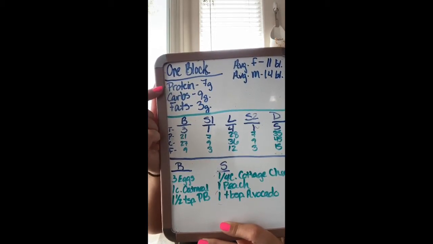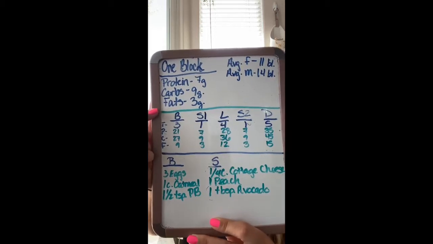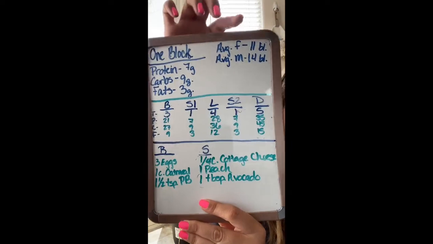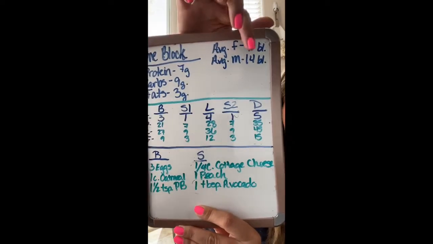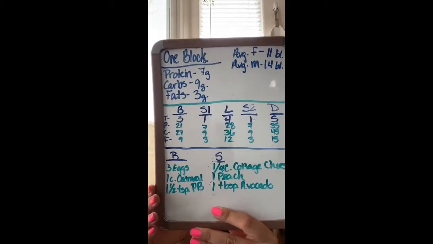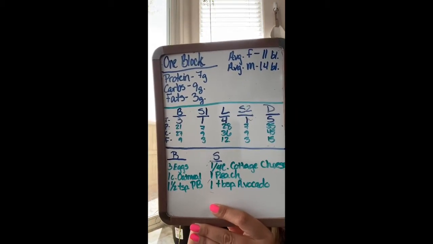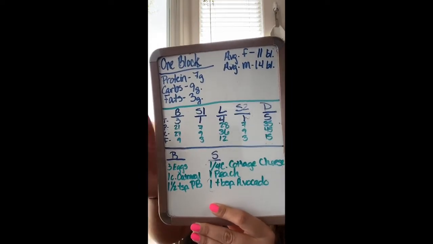In one block, there are 7 grams of protein, there are 9 grams of carbohydrates, and there are 3 grams of fats. The average adult female is allotted 11 blocks in one day. The average adult male is allotted 14 blocks in one day. I'm doing mine based on the average adult male. When you do yours, you're doing the average adult female. So keep that in mind. Yours is going to look a little different than mine.